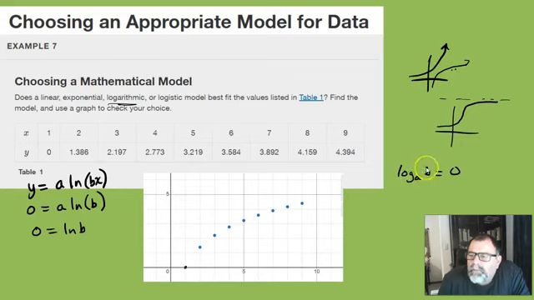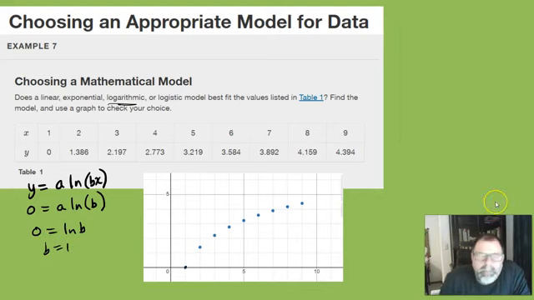Log base a, I should put x. So a to the 0 is 1. So this number has to be 1. So b is 1. So b equals 1. Okay. So anyway, let's get rid of all this stuff so I can use it.